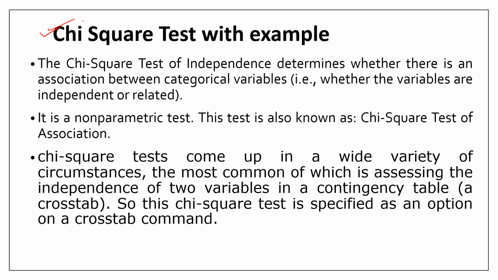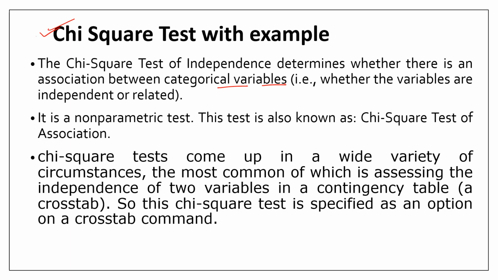So this is a test of significance where we see whether there is any relationship or association between two categorical variables. Categorical variables may be two nominal variables, or one nominal and one ordinal variable. For example, we want to see the relationship between gender and education. Is there a difference between gender and education level? Then we are going to test the chi-square.